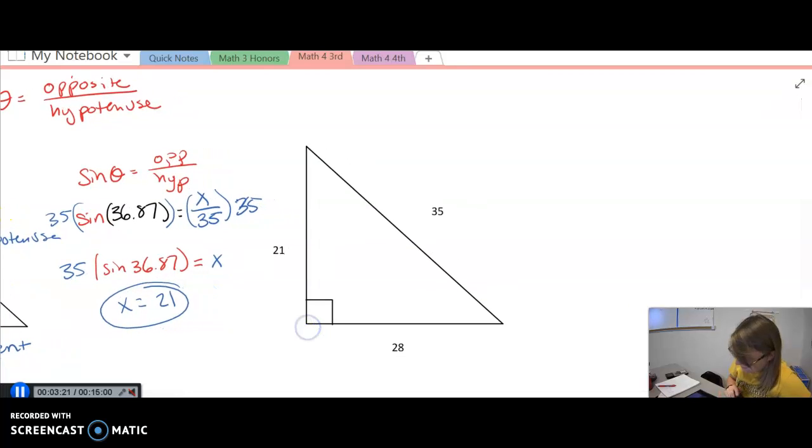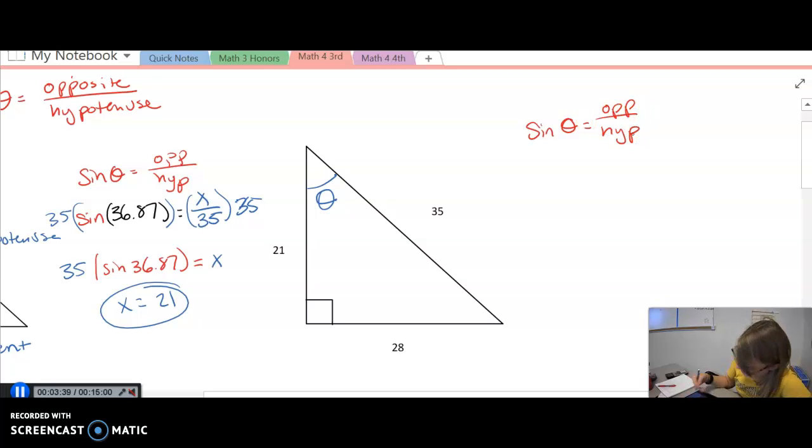So what if we had all our sides but no angle? So let's say we're trying to find our theta up here. So you have 21, 35, and 28. And we know that sine of theta equals opposite over hypotenuse. So then we're going to label our triangle. So hypotenuse is our longest side. Opposite down here this time, and adjacent right next to our theta.